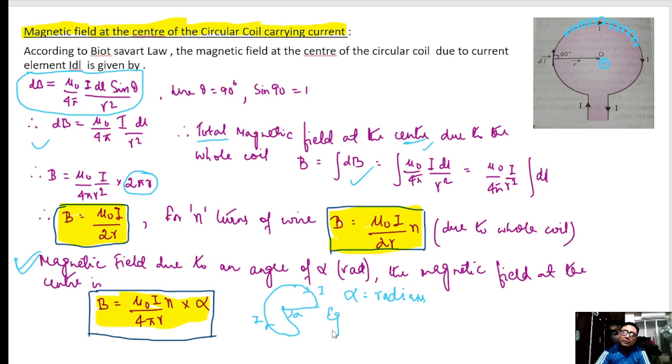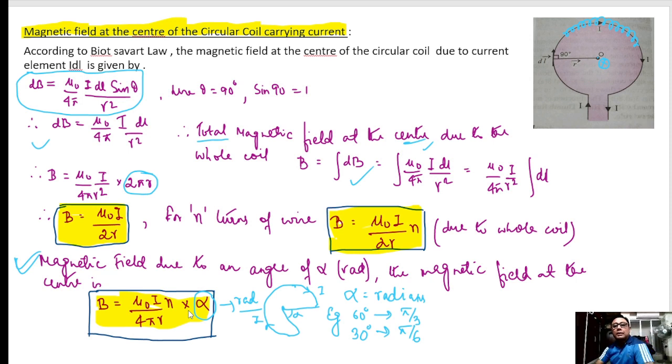For example, suppose it makes 60 degrees, we have to take it as pi by 3. Suppose it makes 30 degrees, it is pi by 6, like this. So we have to convert it to radians. Using this formula we can find the magnetic field at the center due to the circular wire making an angle alpha. Clear?